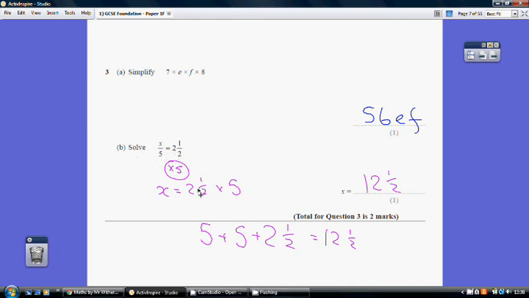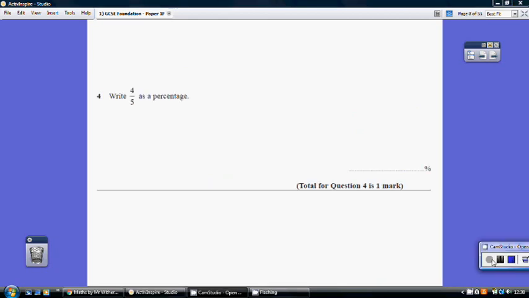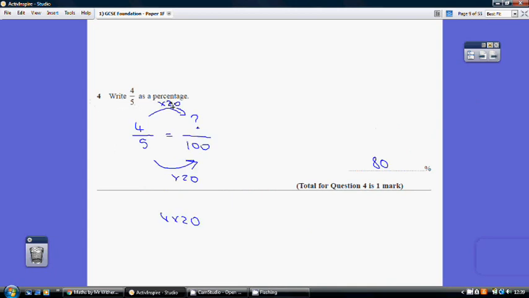Now to solve this, choose to multiply both sides by 5 to undo this dividing by 5. So we need to do 2.5 lots of 5. Well, 2.5 lots of 5 is going to be 2 lots of 5 and a half of 5, which is 2.